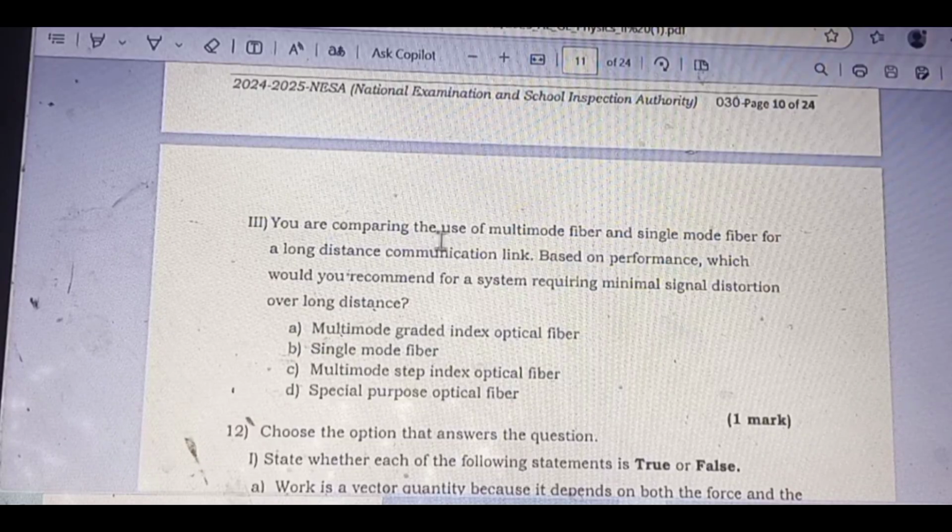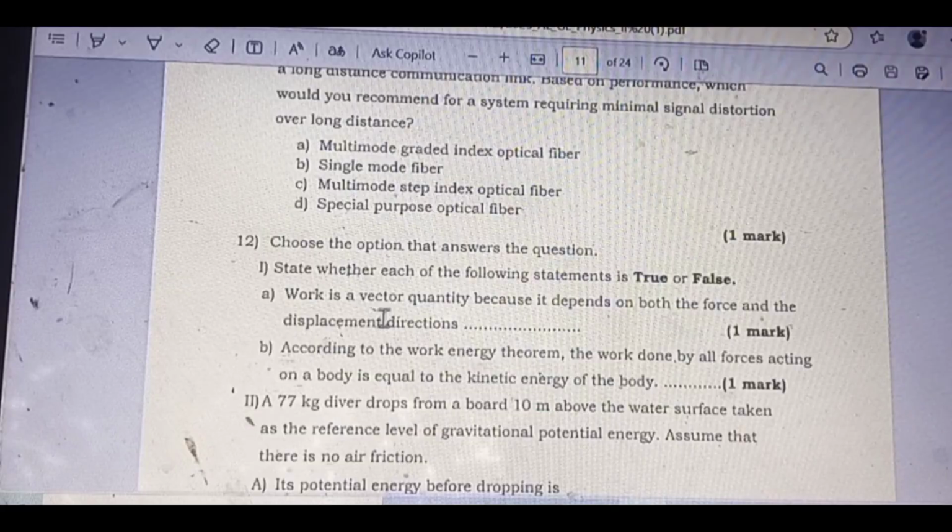You are comparing the use of multimode fiber and single mode fiber for a long distance communication link. Based on performance, which would you recommend for a system requiring minimum signal distortion over long distance?